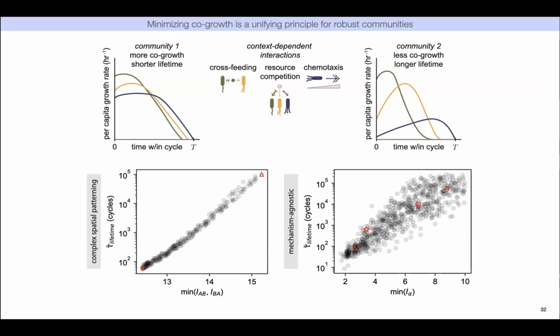But then you need to add a qualifier, right? Minimizing co-growth in species that are not obligately dependent. Otherwise, it just doesn't sound right. Okay. Thank you.